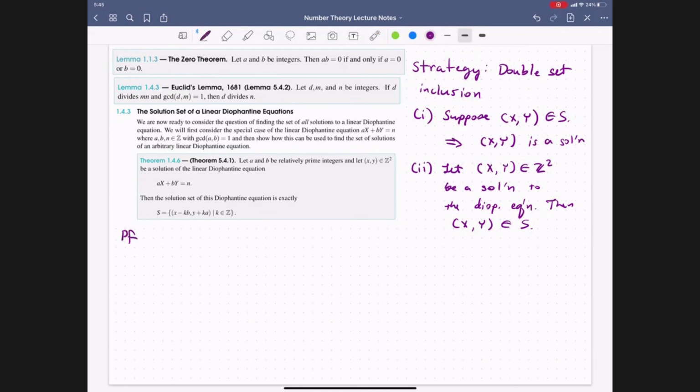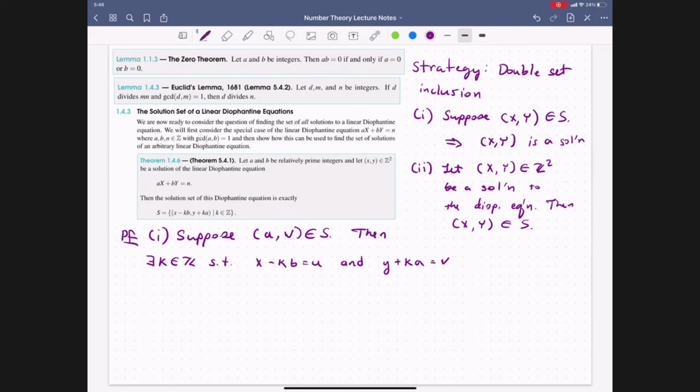So how do we prove this? Let's do the first case first. So we're going to go ahead and suppose, and I'm going to be careful and not use capital X and Y as I use in the setup, that (u, v) is in S. Then that means that there exists a k in the integers such that x minus kb is equal to u and y plus ka is equal to v. And so that's what we have.